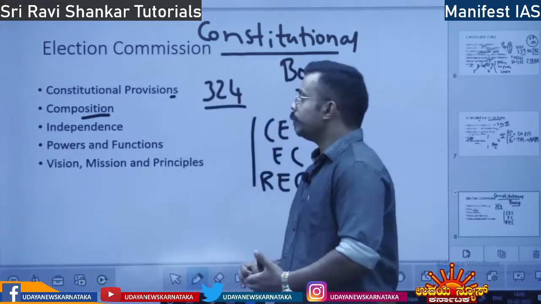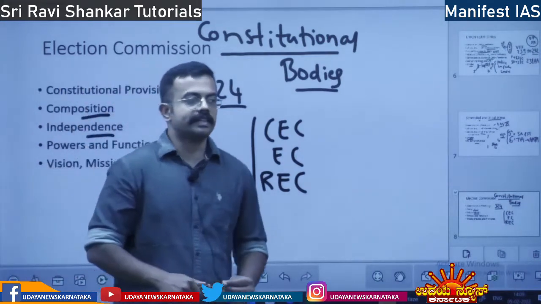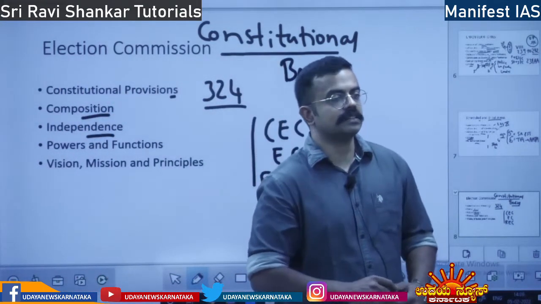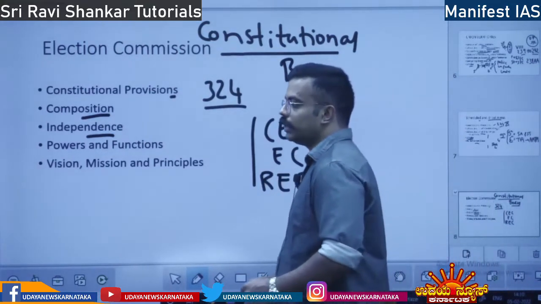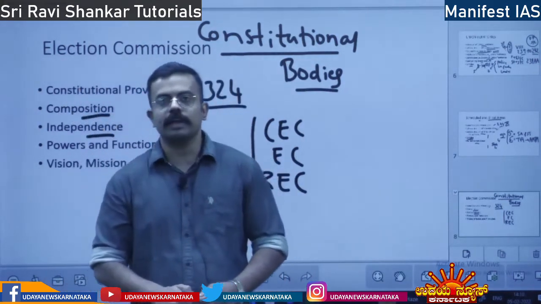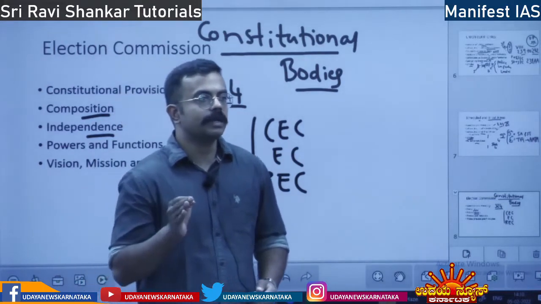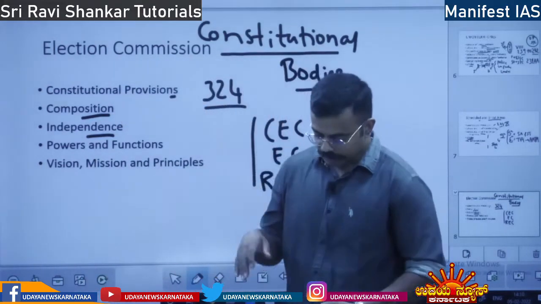So how is the independence of the Election Commission ensured? You know, India is the largest democracy. Since 1950, that is the enactment of the constitution, we have consistently been conducting elections after elections. Until now we have remained a successful democracy. Nobody can point a finger towards India's democracy, right?